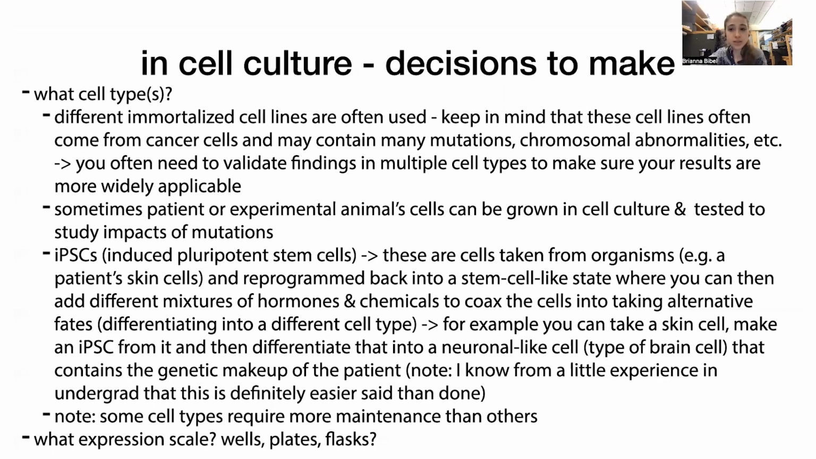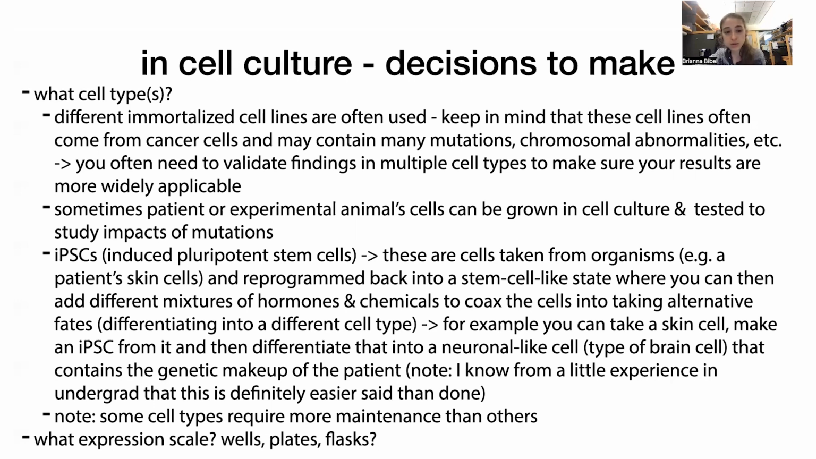What we mean by induced is that you can take a cell and actually revert it back to a stem cell-like state. So you can take a cell, for example, from a patient's skin cells and reprogram it back into this induced pluripotent state, using a mix of different hormones and chemicals. And then you can add a different mix of hormones and chemicals to get them to differentiate, to mature into a different cell type, such as a neuronal-like cell, so a type of brain cell.